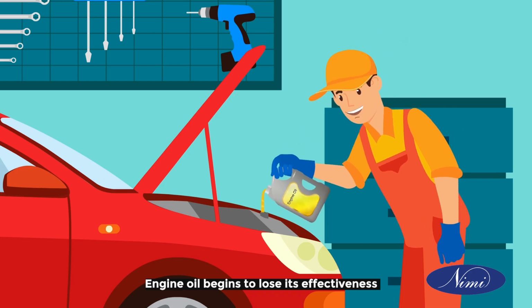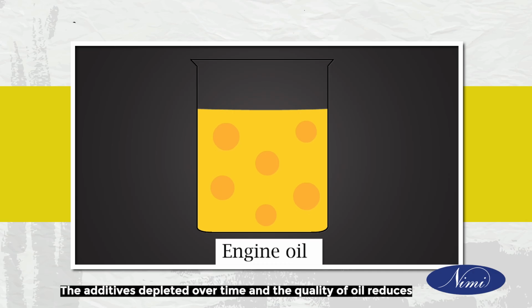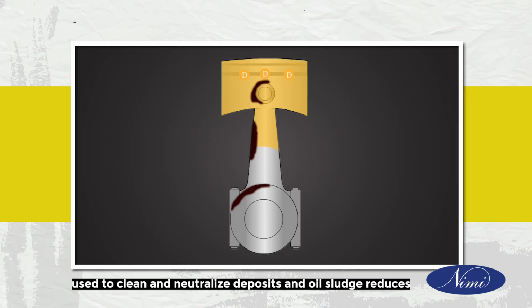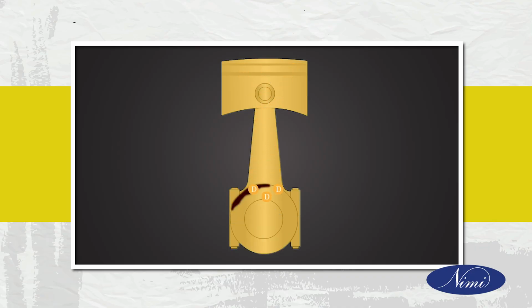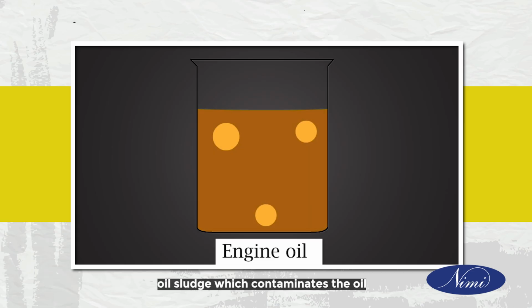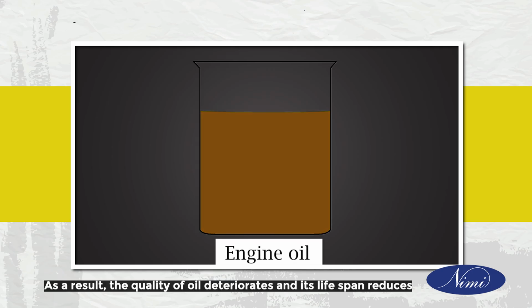Engine oil begins to lose its effectiveness the day it is poured into the engine. Engine oil contains additives to increase its life. The additives are depleted over time and the quality of oil reduces. For example, the detergent additives in the oil, used to clean and neutralize deposits and oil sludge, reduce. Over a period of time, the depletion of detergents in the oil forms oil sludge which contaminates the oil. As a result, the quality of oil deteriorates and its lifespan reduces.